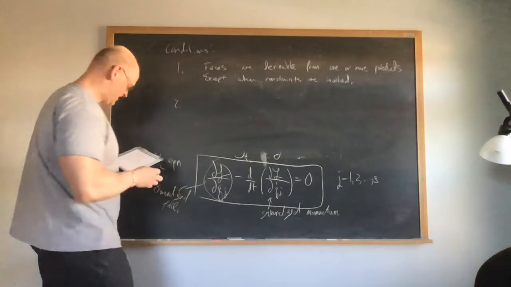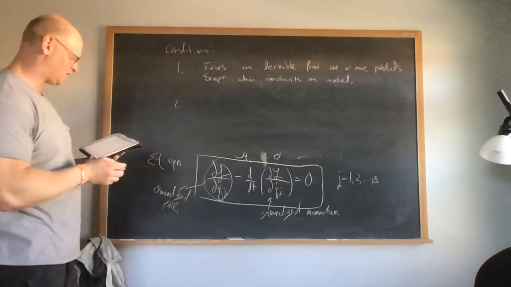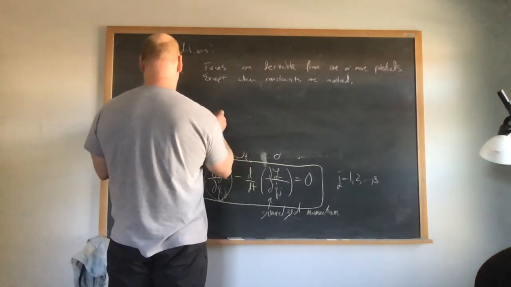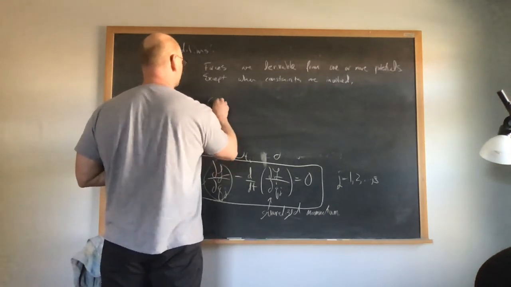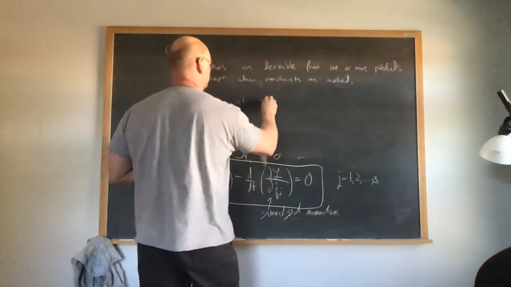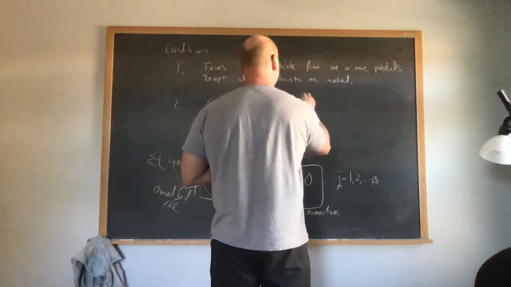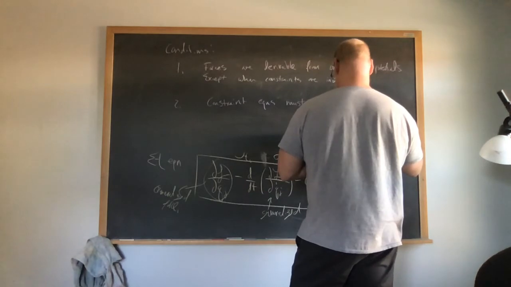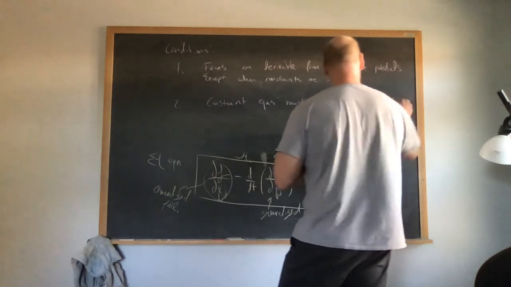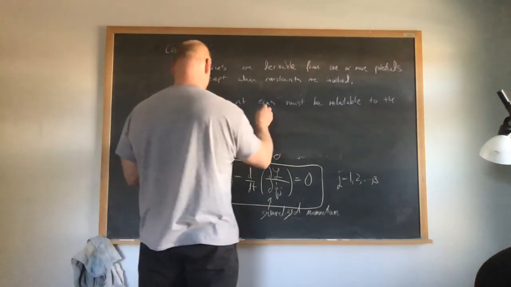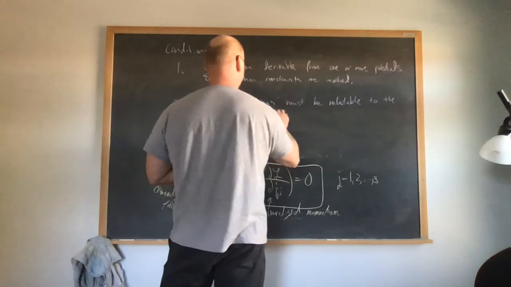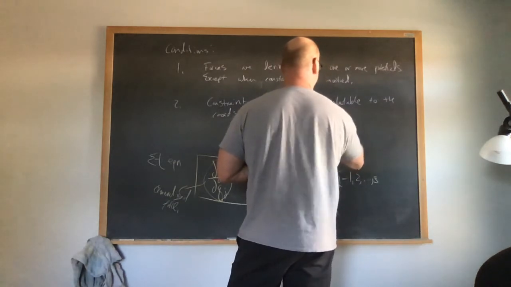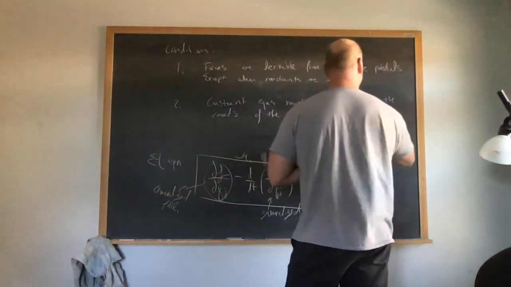Condition number 2 is that the equations of constraint must be relations that connect the coordinates of the particles and may be functions of time. So the constraint equations must be relatable to the coordinates of the particles and may be functions of time.